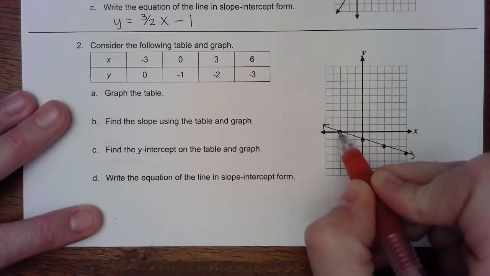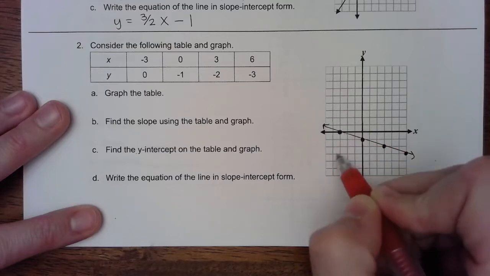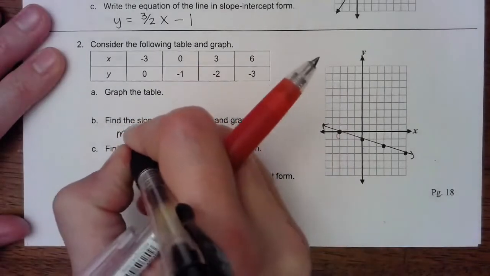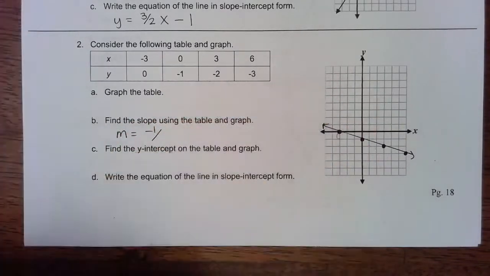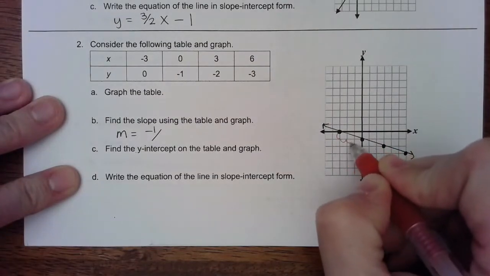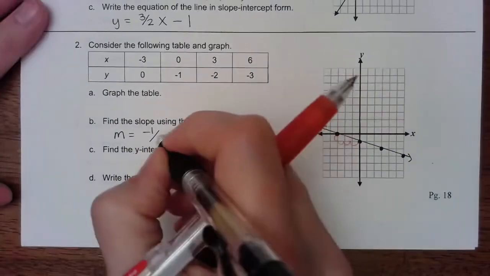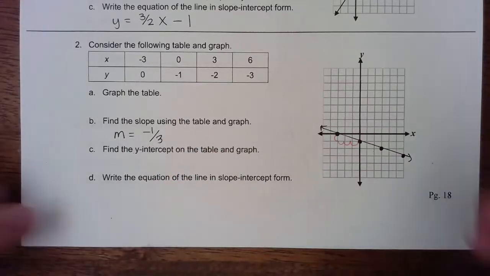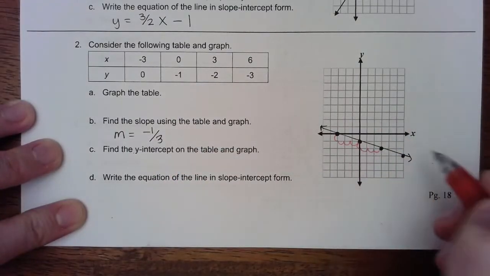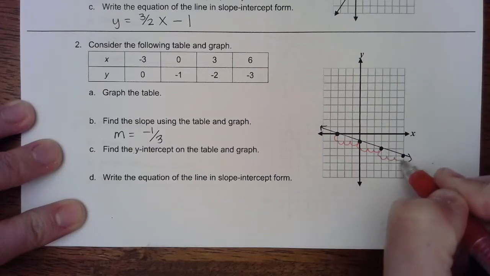So you're going to ask yourself the question, how many do you go up or how many do you go down? In this case, you're going down. So I go down 1. So that means my slope is going to be negative 1 over, and then you always go to the right. So you're going to count over 1, 2, 3. So my slope for this one's going to be negative 1 over 3. I can count it again to check. Down 1 over 3, down 1 over 3.